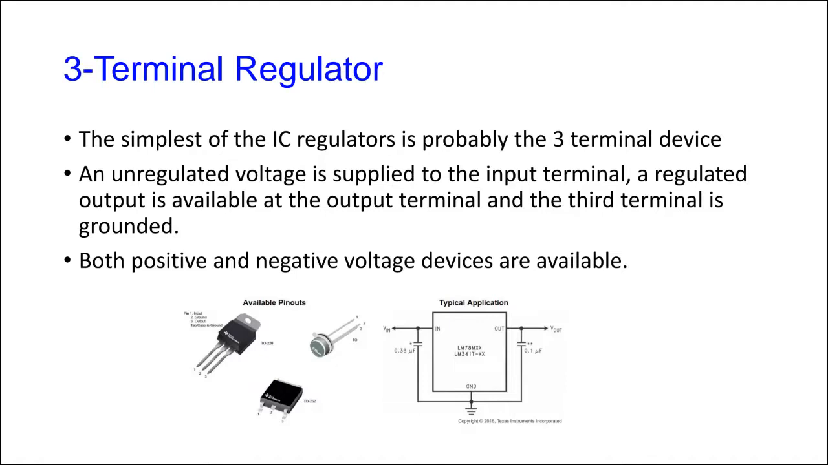And the simplest of them just have three terminals. The three terminals there's an input, there's an output, and a ground. And you can't get more simple than that. Right? The unregulated supply goes to the input terminal, and the regulated output is available at the output. You ground it to the third terminal properly.